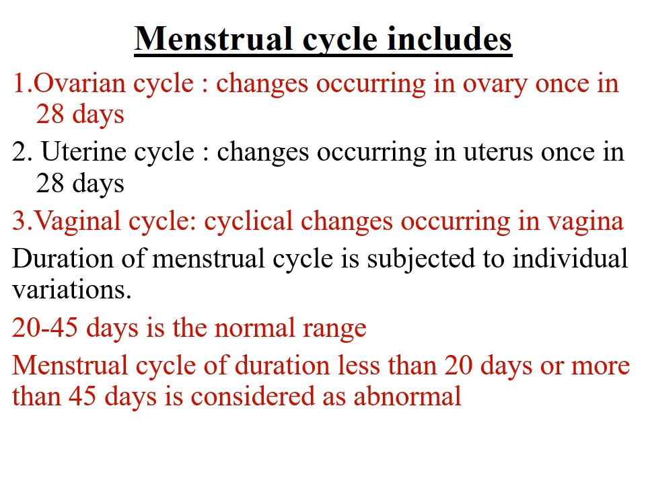So the individuals will have to consult the gynecologist if their menstrual cycle is less than 20 or more than 45, which is abnormal. Ovulation.